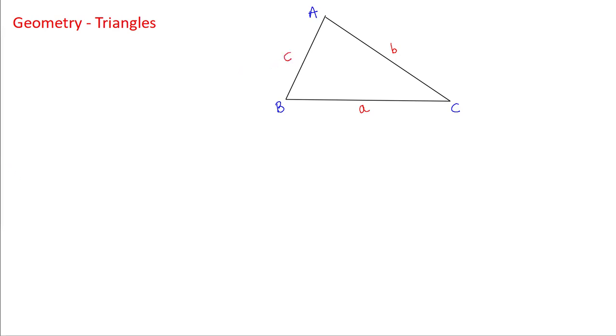Over here the first property is the sum of all interior angles. The sum of all interior angles in a triangle is always 180 degrees. This we all know: angle A plus angle B plus angle C. In any triangle, the sum of all three interior angles is always equal to 180 degrees. Now this is the first property.